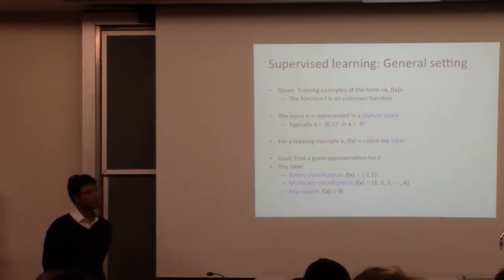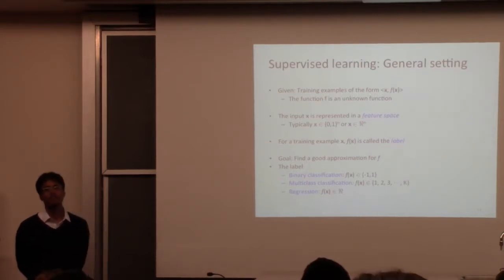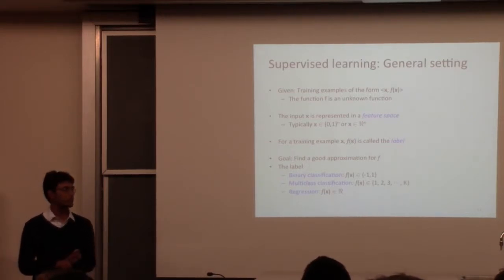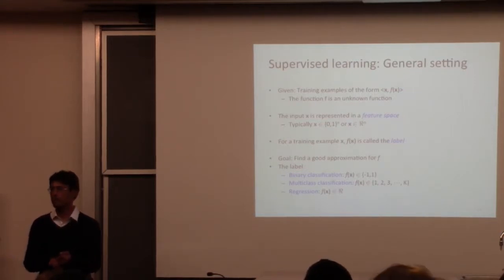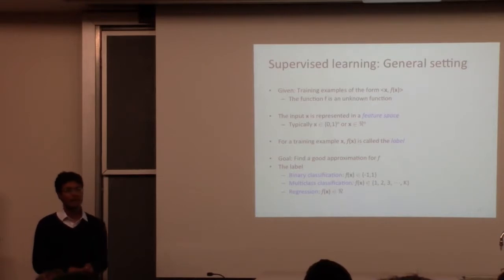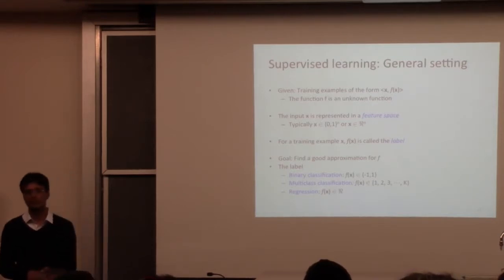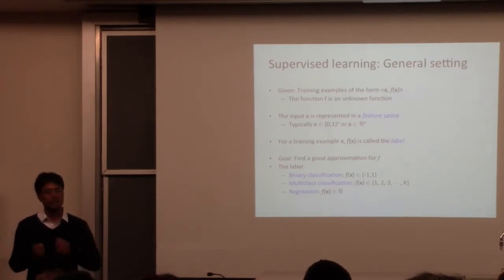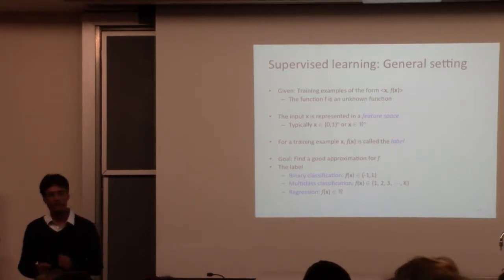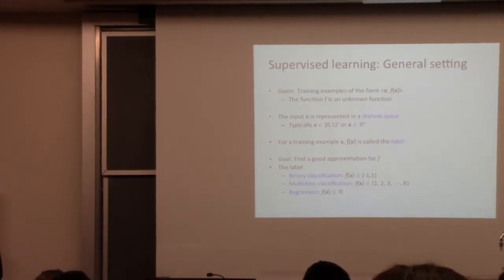Now, typically the input is represented in something called the feature space. So we saw the instance space, we saw the label space. Inputs are represented in something called a feature space. And the feature space is actually a vector space. And we'll see how that vector space is built in just a minute.